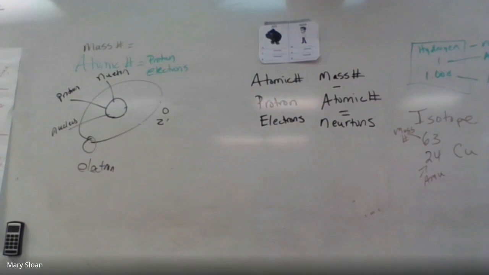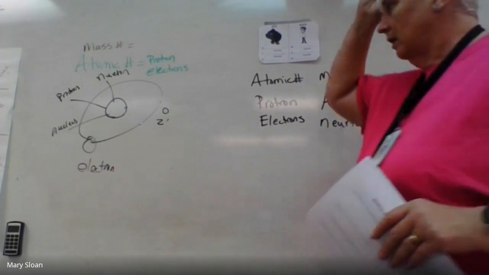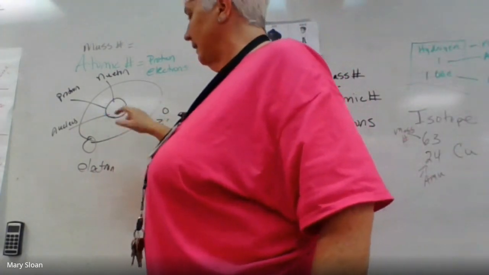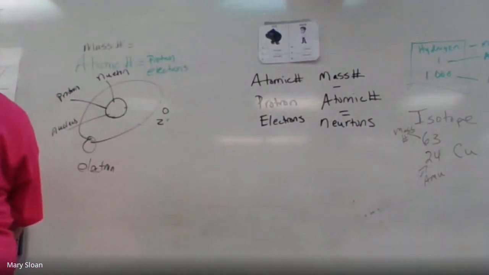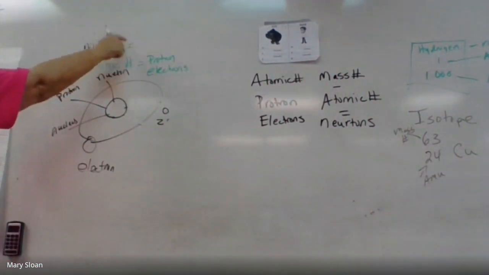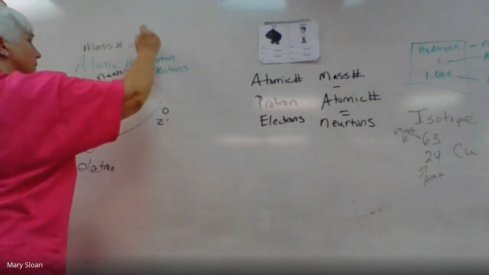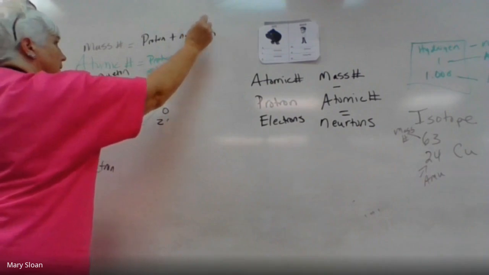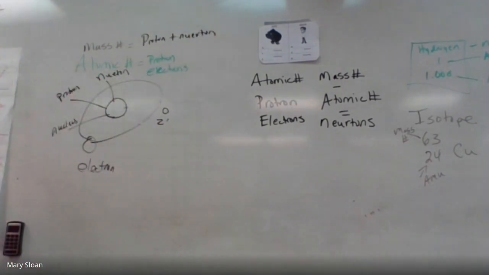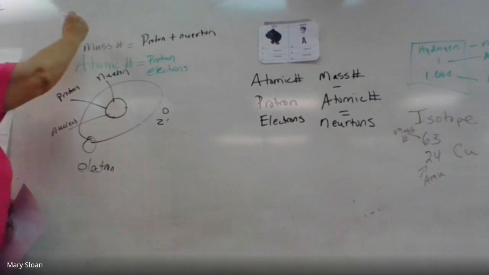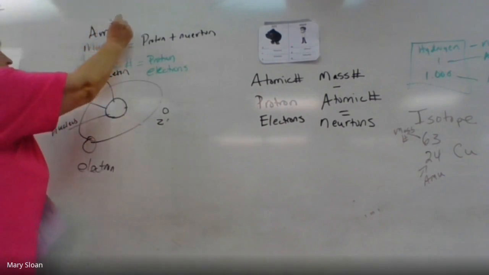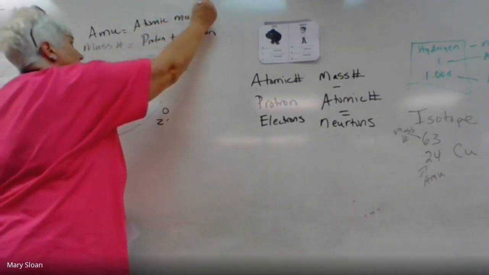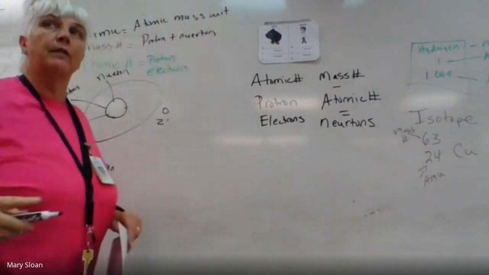And if you need to, just remember what is inside the nucleus is going to be our mass number. So I can put on here that my mass number equals proton plus neutron. When I say mass number, I also mean AMU, which is the atomic mass unit. Everybody good so far?